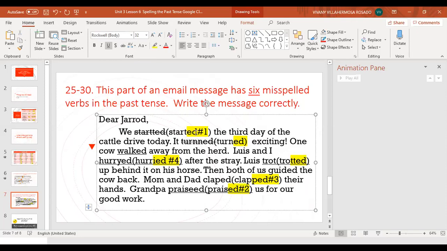So we have 1, 2, 3, 4, 5, 6. And we forgot to do rule number 1 because we just added ed. So we found the 6 misspelled verbs in the past tense. I hope that you guys are getting this. I hope that this is enough practice. Let's continue.